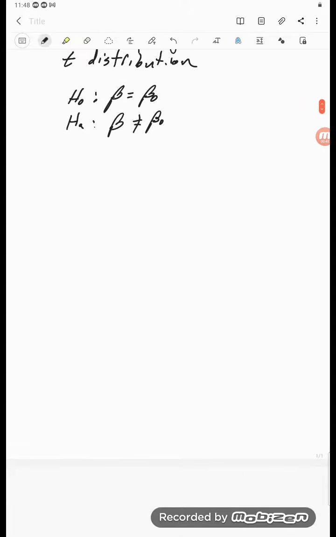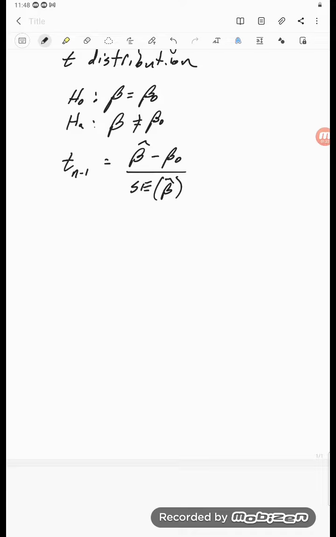Okay, in this case, we can get a t statistic with n-1 degrees of freedom by taking our beta hat minus beta 0 over the standard error of beta hat. Okay, so we compute it that way from our standard error and so forth.